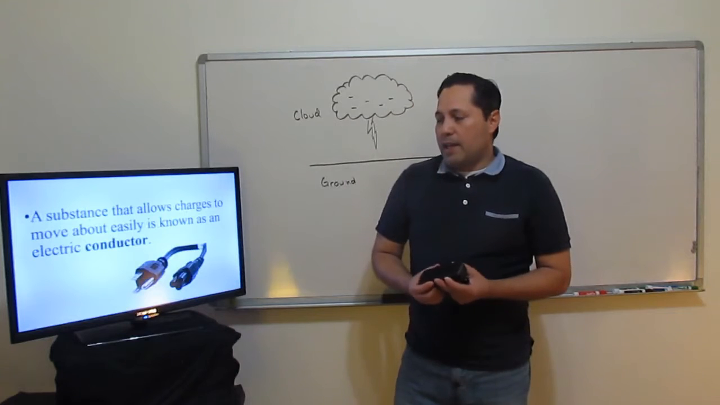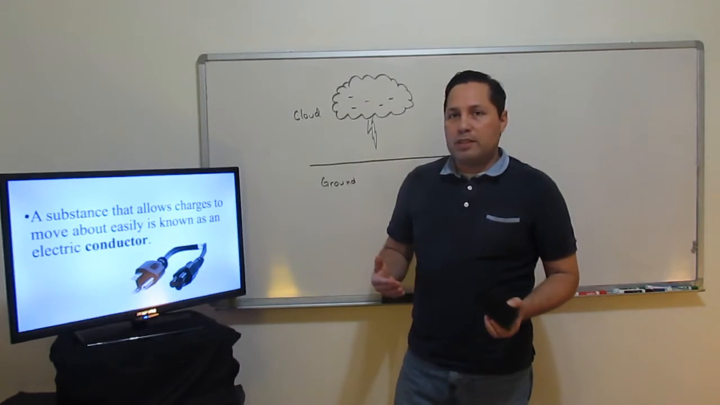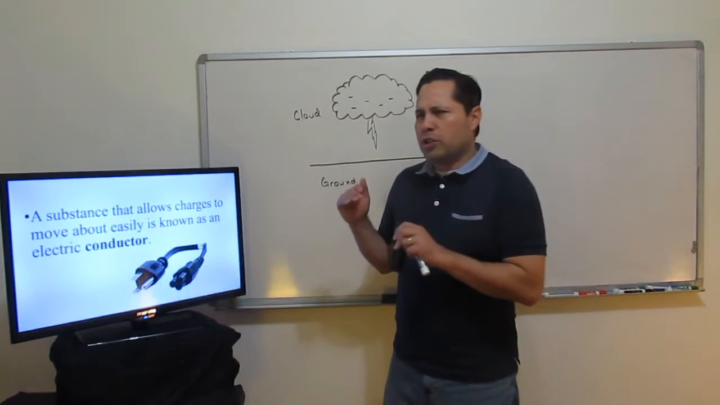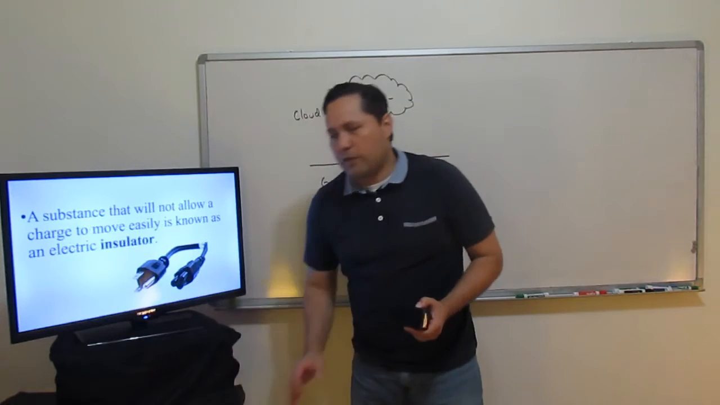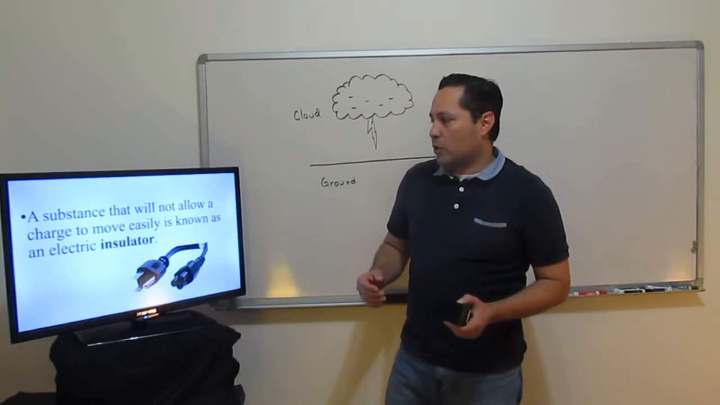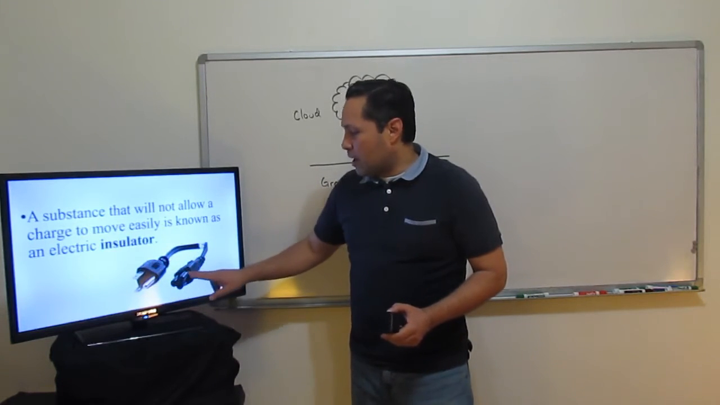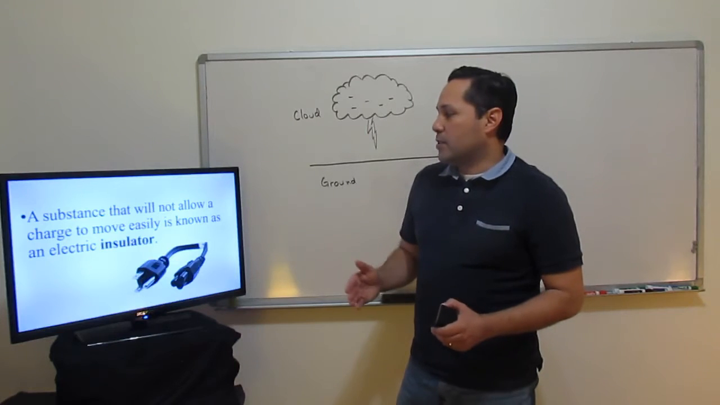A substance that allows charges to move through it easily is referred to as a conductor. In a plug, the metal parts, those are conductors. Charges can easily move through them. What about if charges cannot go through them? That's called an insulator. For example, all of this black rubber part around the wire, those are insulators. Charges cannot go through the insulated parts.